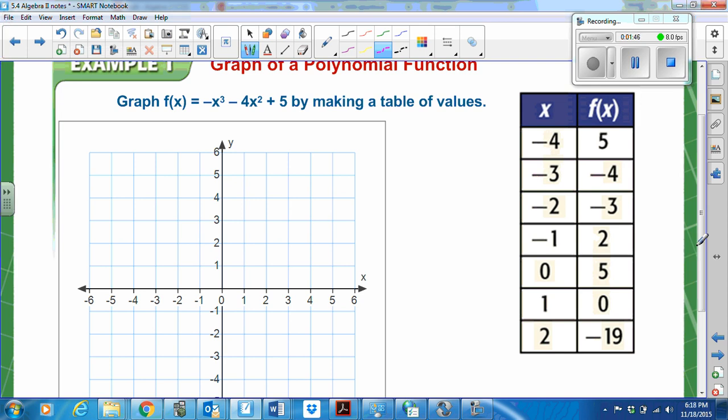Graph f of x equals negative x cubed minus 4x squared plus 5 by making a table of values. Now you'll remember that I rarely want you to make a table of values by hand, but I do want you to know how to make a table of values in your calculator and to see how the graph relates to that table of values.